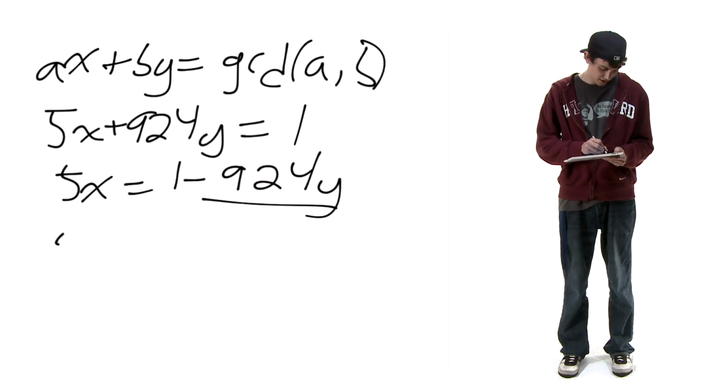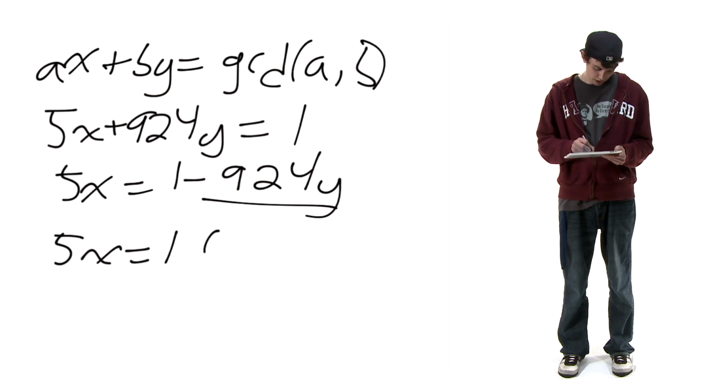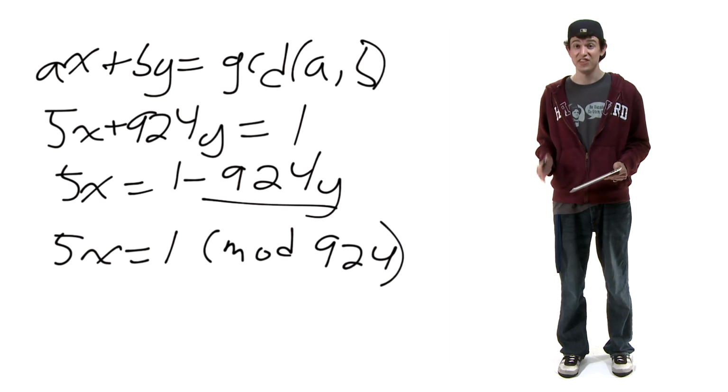So we have 5x is equal to 1 mod 924. And here, this x is the same as the d we were looking for before. So if we use the extended Euclidean algorithm to get this number x, that's the number we should use as our d. So now let's run the extended Euclidean algorithm for a equals 5 and b equals 924. We'll use a method called the table method. Our table will have 4 columns: x, y, d, and k.